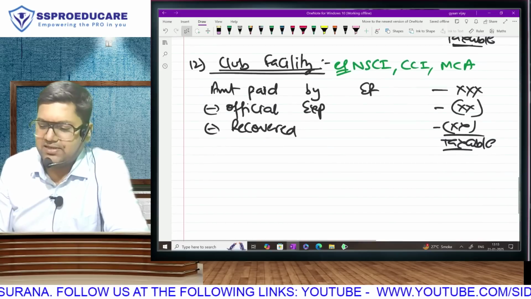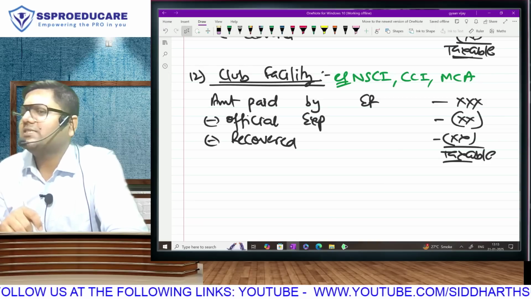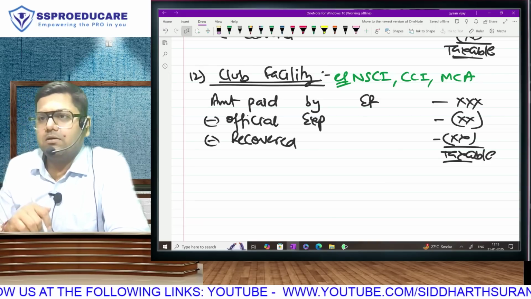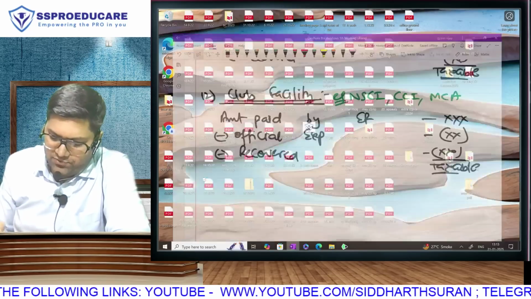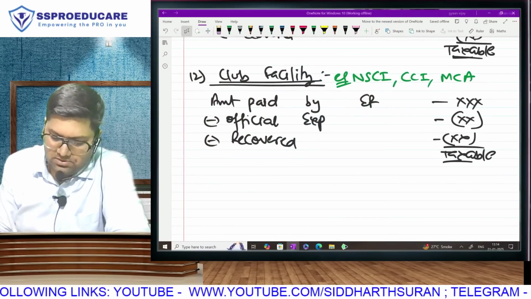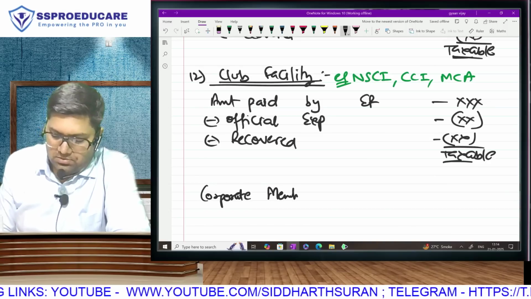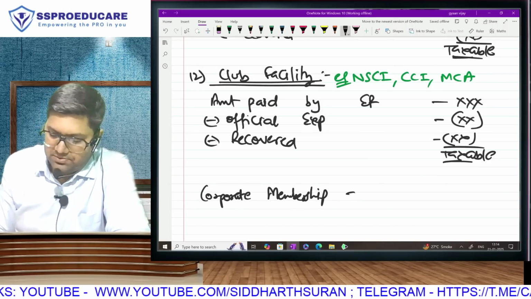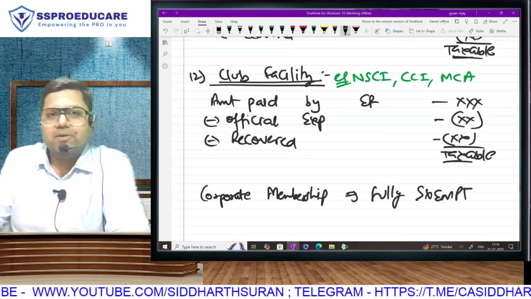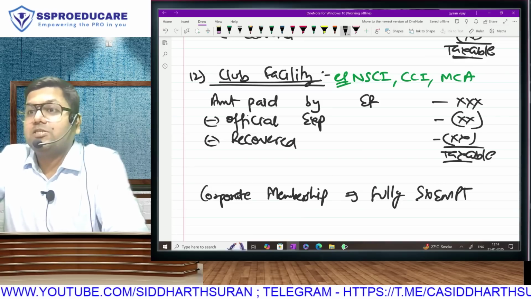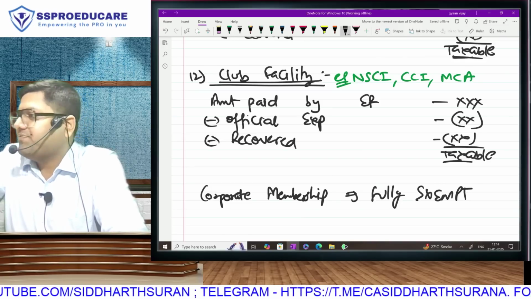Credit card facility, club facility ka valuation is same. There is only one extra line under club facility. Because of this extra line, we are doing it separately. Otherwise, we would have merged. That if your organization has taken corporate membership of a club, clubs offer two types of membership: individual membership and corporate membership. In individual membership, you will go and utilize the facilities. In corporate membership, your employees will come, which can be more than one. So obviously, corporate membership will be more expensive.